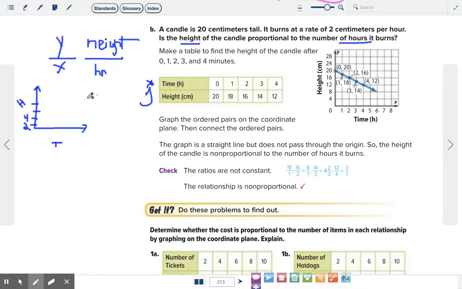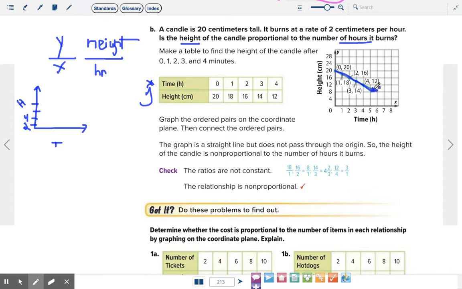And so forth. I'm not going to draw the whole thing because it's right here. So then we would graph it. So at 0 hours, it's 20 centimeters tall. After 1 hour, it's now 18, 2 is 16, 3, 14, and 4, 12. So when we graph that, it does make a straight line. That's one of the qualifications.